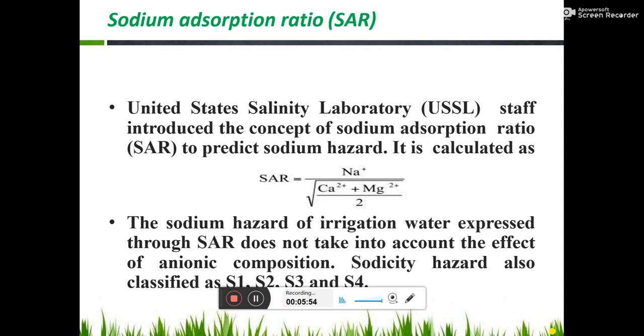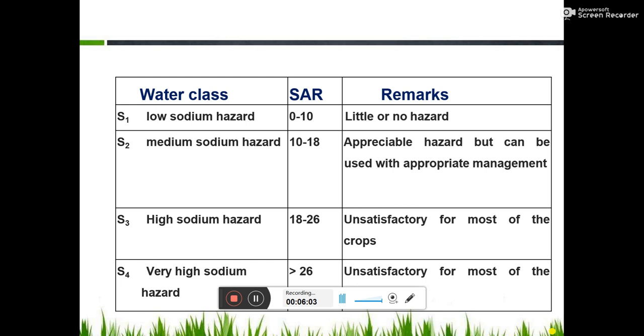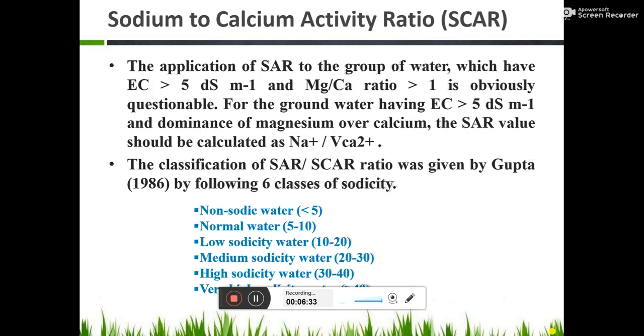The sodium hazard of irrigation water is expressed through SAR. It also has 4 classes, that is S1, S2, S3 and S4. For the S1 class, that means low sodium hazard, the SAR value should be between 0 to 10. While for medium, high and very high, the SAR value is between 10 to 18, 18 to 26. And if the value of SAR, that means sodium adsorption ratio, is more than 26, the water is unsatisfactory, or it may not be recommended for irrigation.